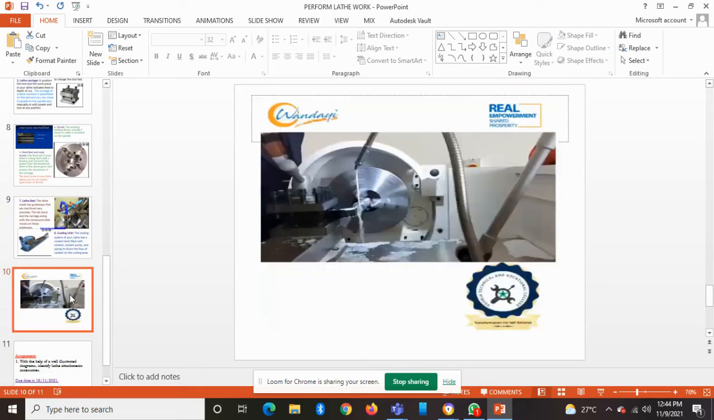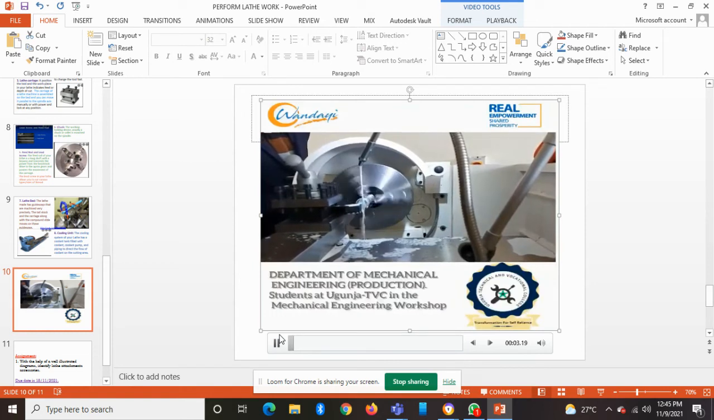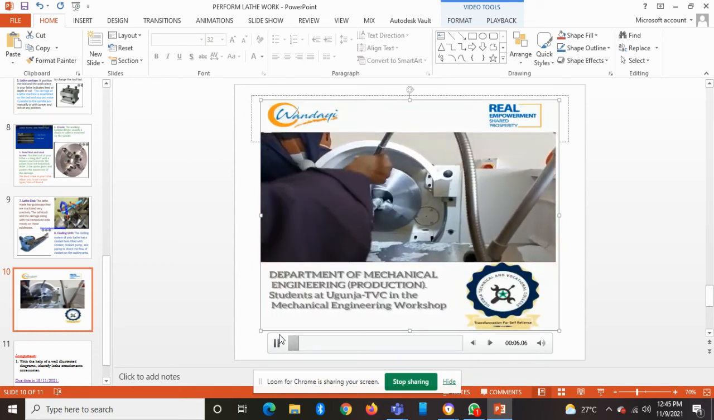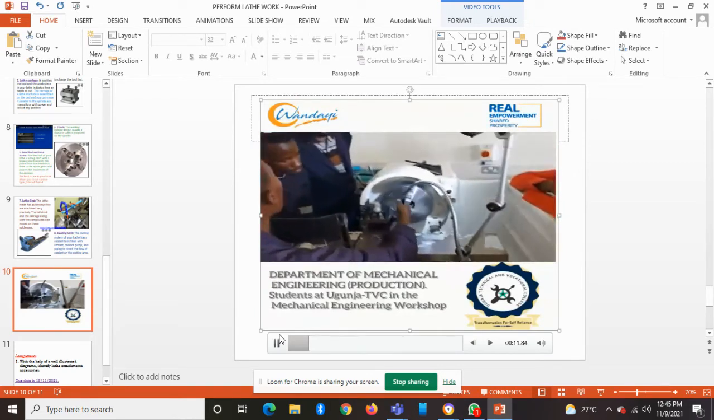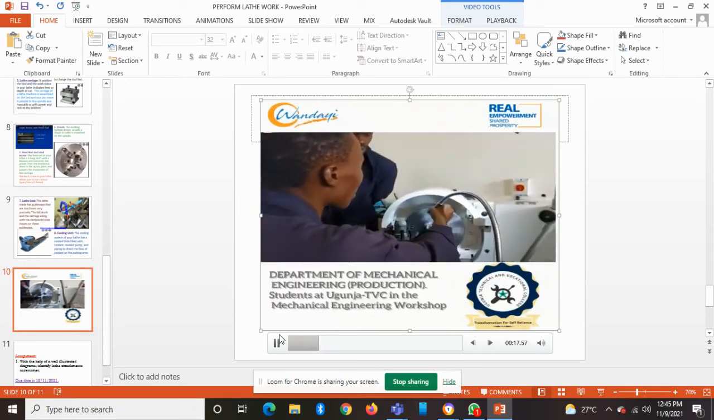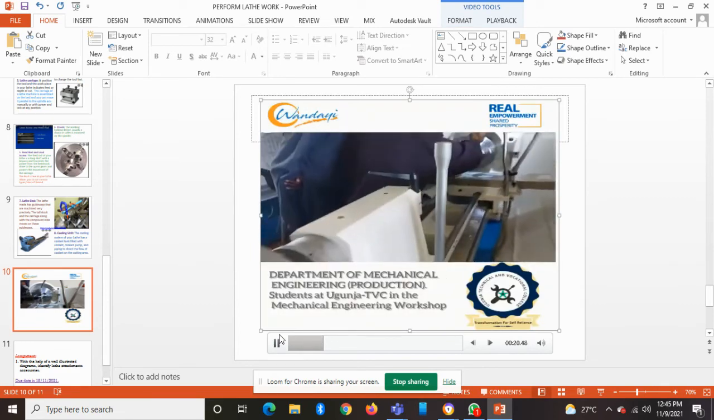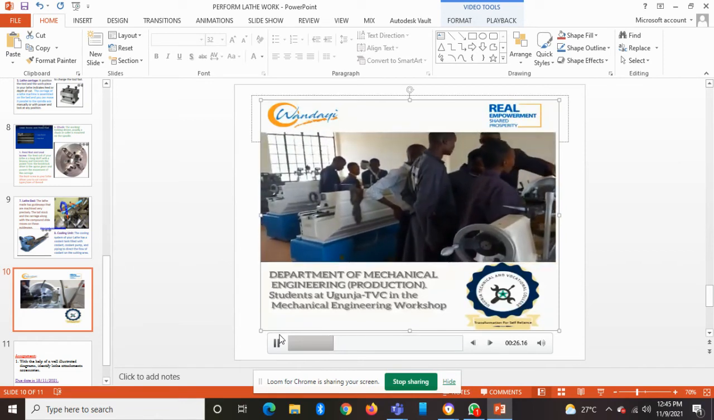Now, we have talked about the parts of the lathe. The next slide shows an illustration of an operation that I did with my students at the technical college. It's a video of how the work is done. These are diploma students, mechanical education.